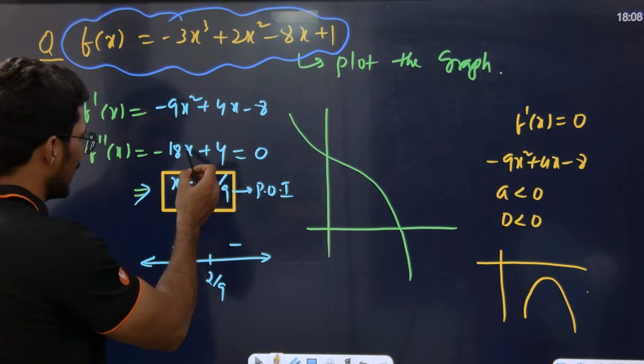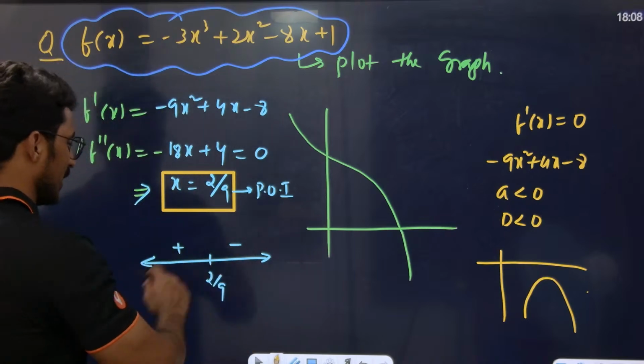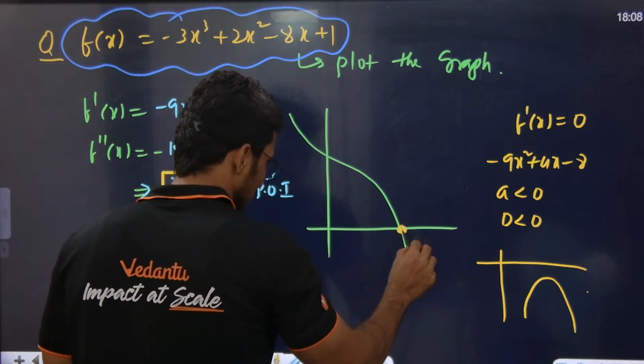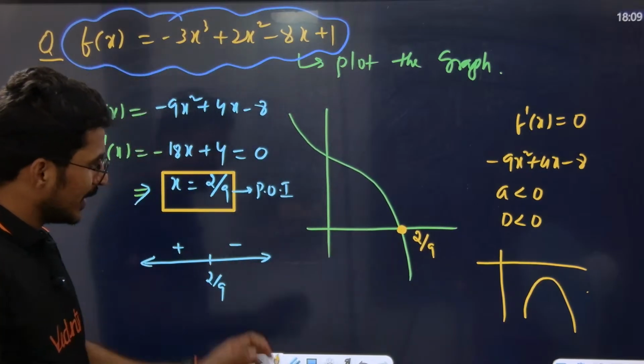2 by 9 pota low, 2 by 9 pota, 2 by 9 means what? Negative only, negative to positive, 100% correct. So plus 2 minus. So there is a deflection at this point. In the point kita reflection vandittu 2 by 9.